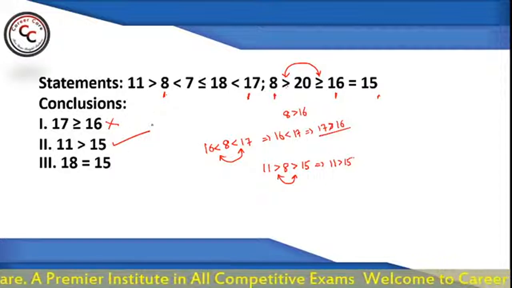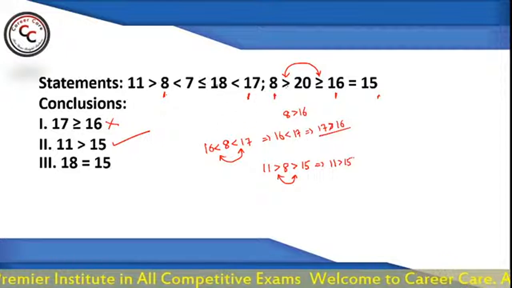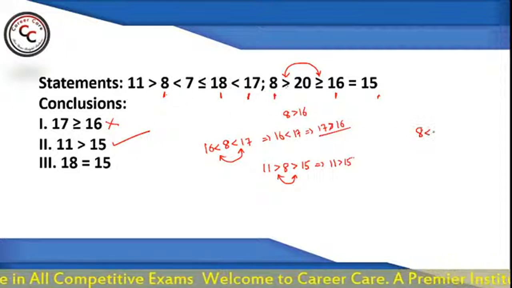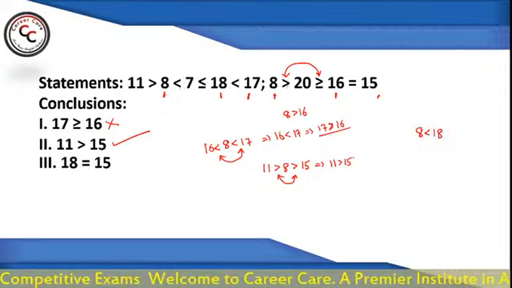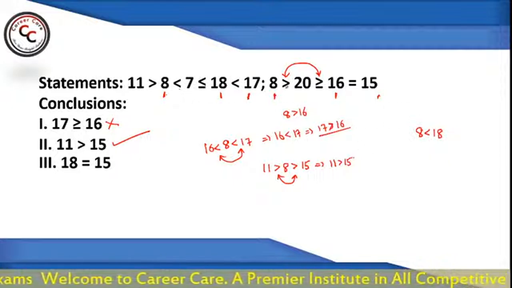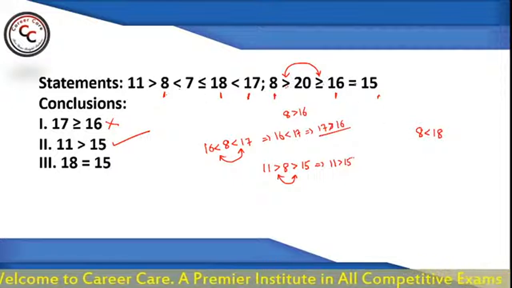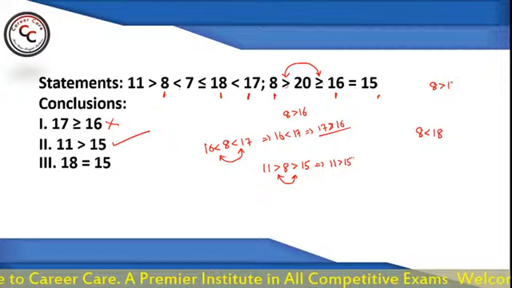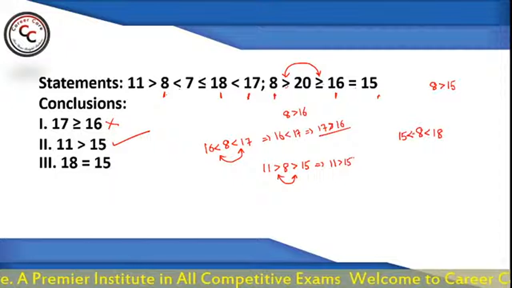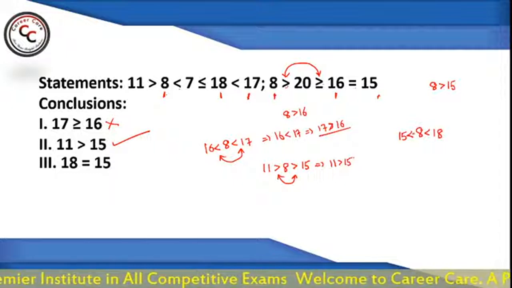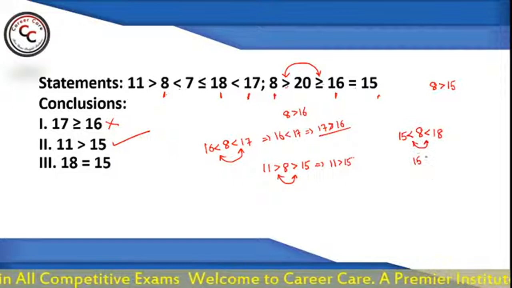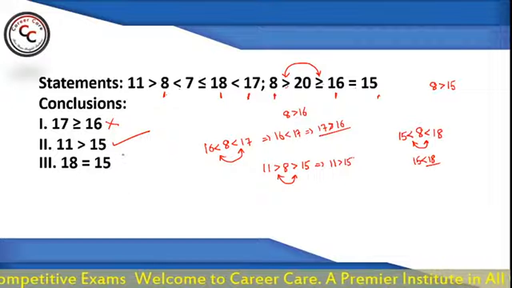Now if I go for the third conclusion, 18 and 15. So what is the relation between 8 and 18? 8 is less than 18. Why? Because out of less than or equals to and less than, less than has the highest priority. And what is the relationship between 8 and 15? Greater than or equals to. So greater than has the highest priority. So 8 is greater than 15. In reverse, 15 is less than 8. See, you can write as prefix or suffix, no problem. So I have got 15 and 18, less than, same symbol, same priority. So 15 is less than 18, but here he has given as equals to, which is false.